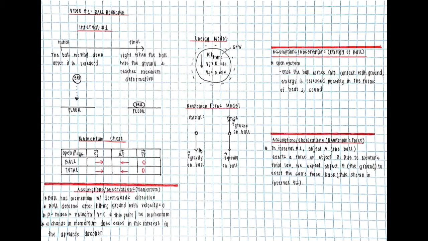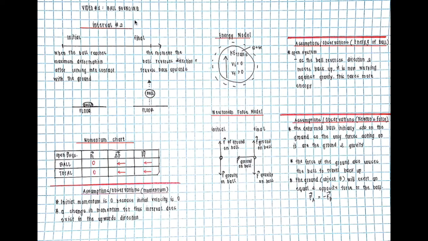As for forces, we initially only have the force of gravity acting on the ball as it is traveling down, but when the ball hits the ground, we have the force of the ground on the ball and the force of gravity on the ball. The ball here is object A, and due to Newton's third law of motion, we expect object B, which is the ground, to exert the same force back onto the ball.